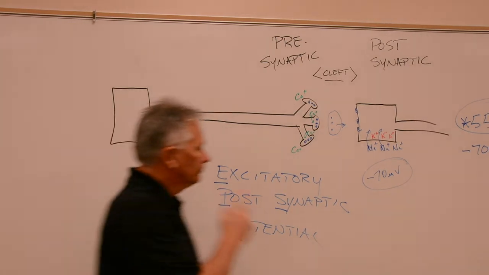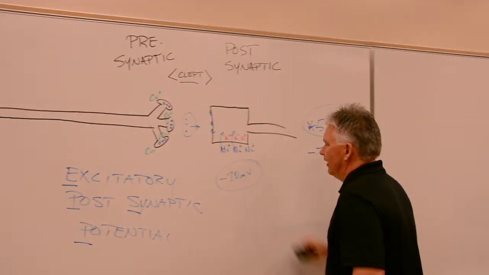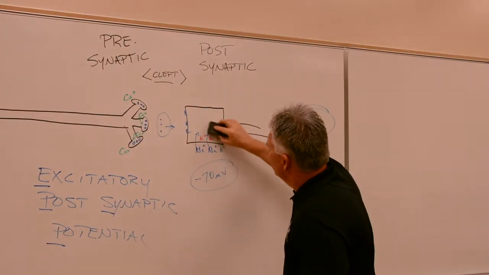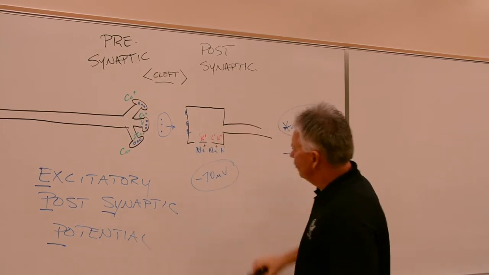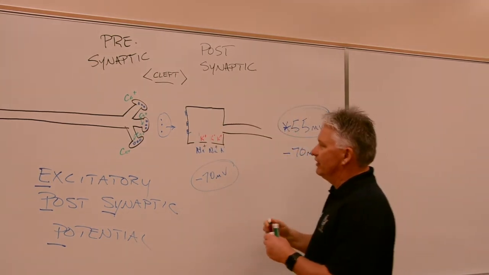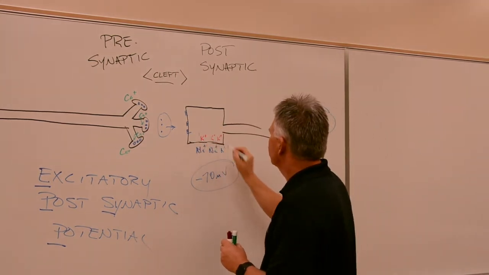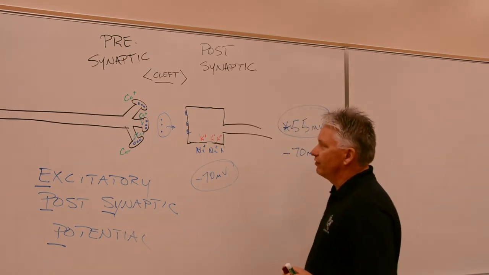Now, the other thing that could potentially happen, remember, sodium on the outside, potassium on the inside. What if I had a different neurotransmitter?